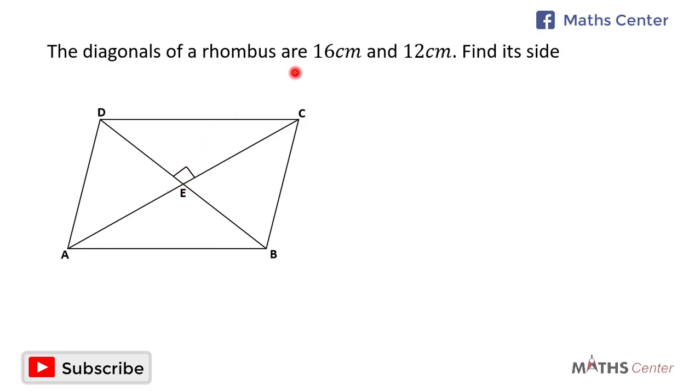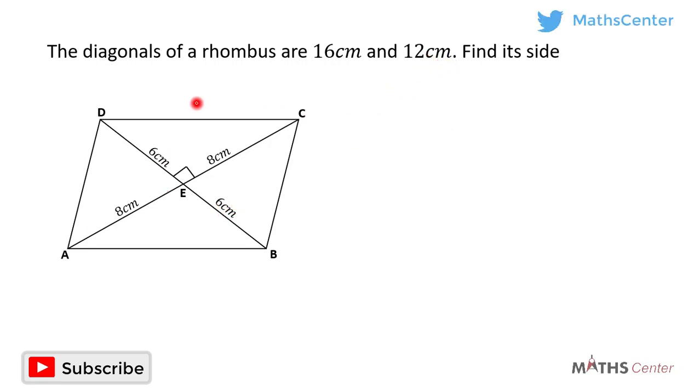And so if the lengths of the diagonals are 16 centimeters and 12 centimeters, then we can say that from A to E is 8 centimeters and from E to C is also 8 centimeters. Because when we add 8 centimeters to 8 centimeters, we will have 16 centimeters. And in the same way, from D to E is 6 centimeters, and from E to B is also 6 centimeters. Because when we add 6 centimeters to 6 centimeters, we will have 12 centimeters.